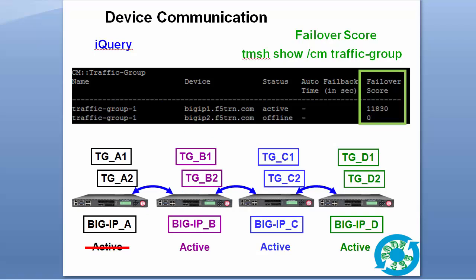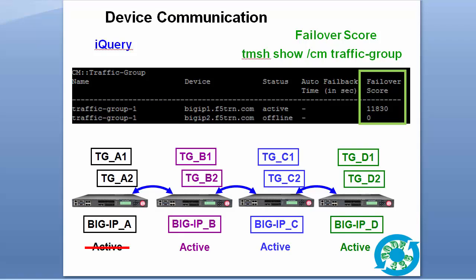There is iQuery communication happening all the time between members of a device group, not only to sync the config, but also to determine the failover score. When one member of a device group fails, the member with the highest failover score will receive the workload or traffic group from the failed device.